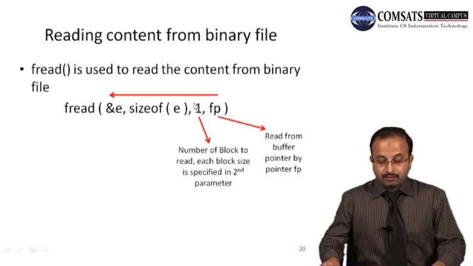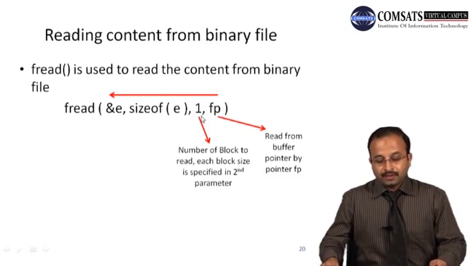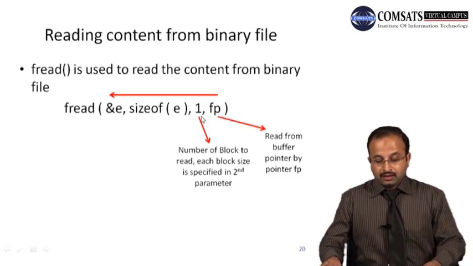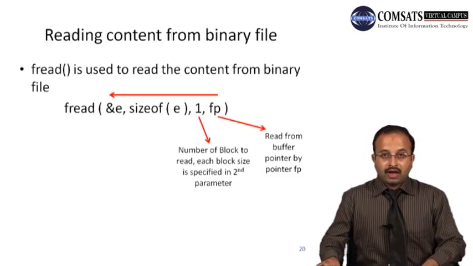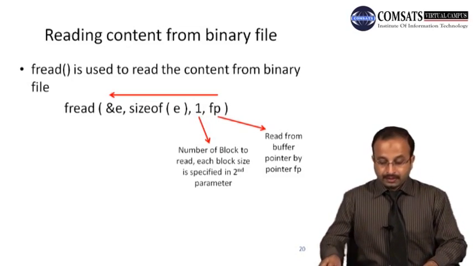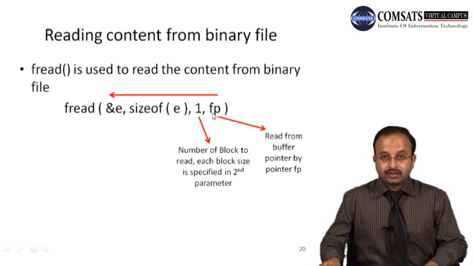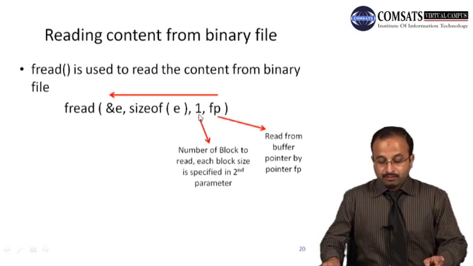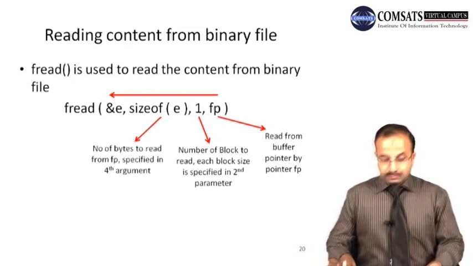How many blocks do we have to read? 1 block. Usually 1 is written, but we can write 2 as well. I will tell you in which situation we have to write 2 or 3 or 4. So the third parameter specifies the number of blocks to read. From where? From fp. How many blocks? 1 block. And what is the size of this one block? Each block size is specified in the second parameter. This second parameter specifies what the size of one block will be.